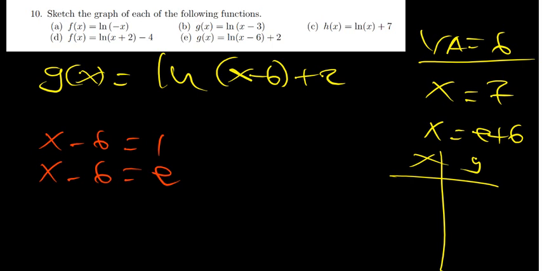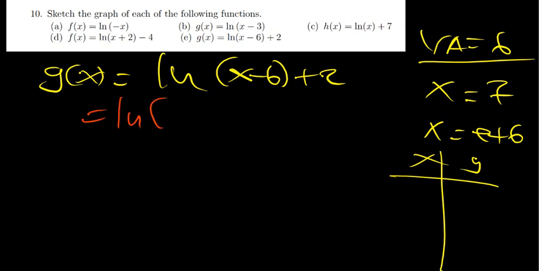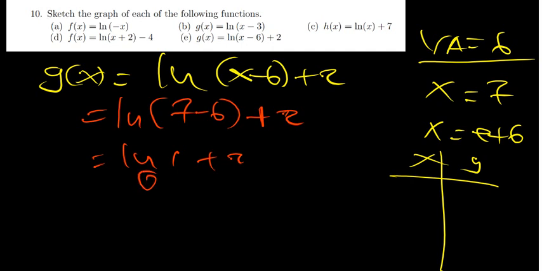Let's see. If x is 7, what would be the value of y? Okay, so we have ln of 7 minus 6, plus 2. So I have 7 minus 6 is 1. Okay, plus 2. So we have got ln 1, regardless of any base, this is definitely 0. Plus 2, that is going to give us 2. So if x is 7, the y value has to be 2. It's going to be 0 plus 2.